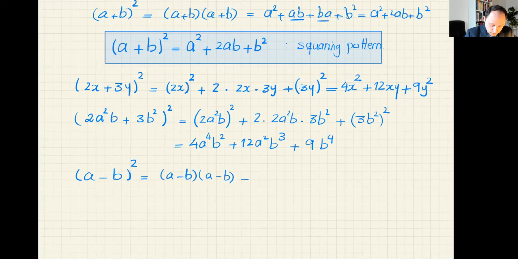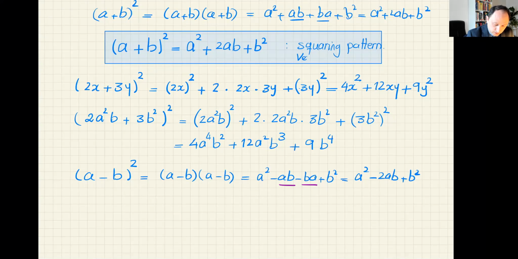I multiply this twice, I start multiplying this, it becomes a squared minus ab minus ba plus b squared. But then these two are similar, but they have negative signs, so it becomes a squared minus 2ab plus b squared. Yes. So if I write this squaring pattern version 1, I am referring to this is positive, okay? But now you see that if I have negative in between, nothing changes here. This is exactly the same. Nothing changes here. That's exactly the same.